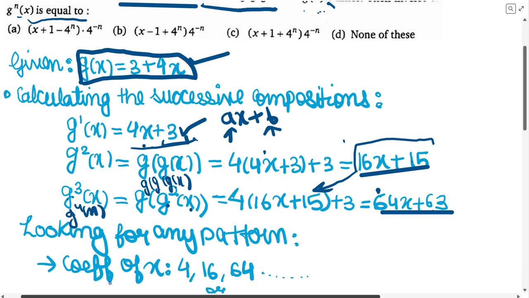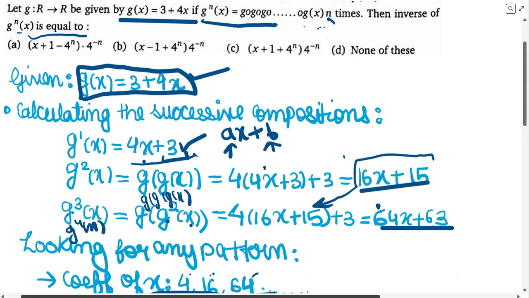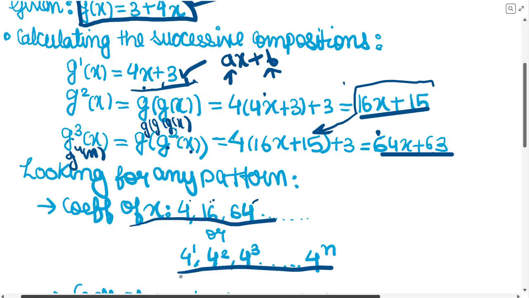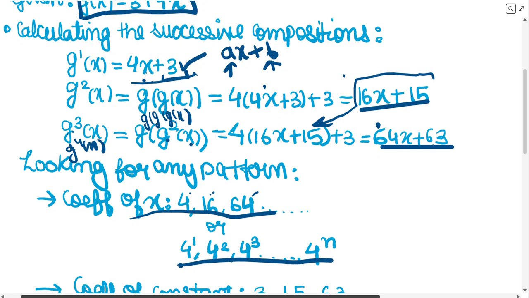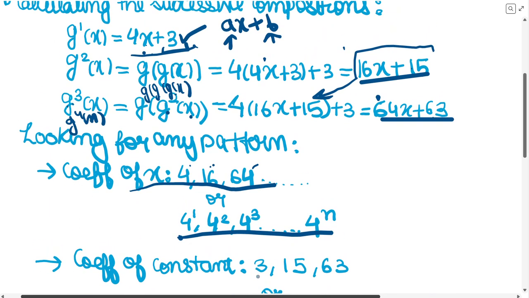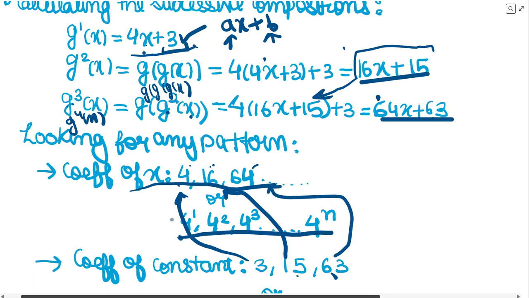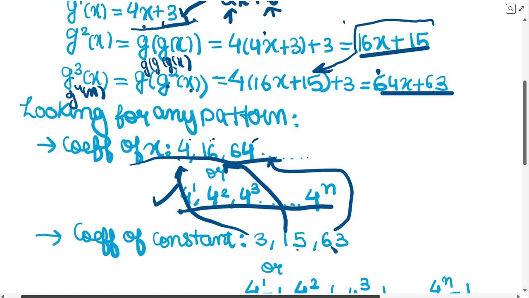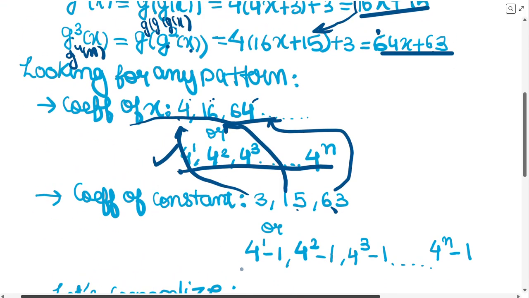Now the coefficient of x is 4, 16 and 64. Can we notice one thing? Isn't it 4 raised to power 1, 4 raised to power 2 and 4 raised to power 3? Similarly, for the constant terms 3, 15, 63, we see that 3 is 1 less than 4, 15 is 16 minus 1, and 63 is 64 minus 1. Since we already found the pattern of the coefficient of x, the pattern of the second term is also very obvious. That is 4 raised to power n minus 1.